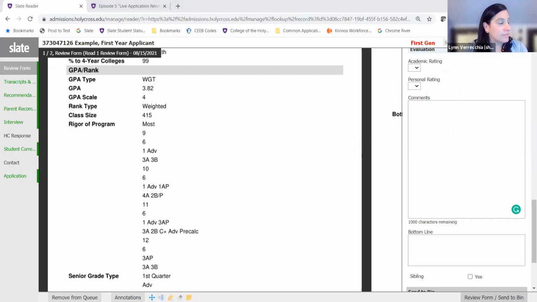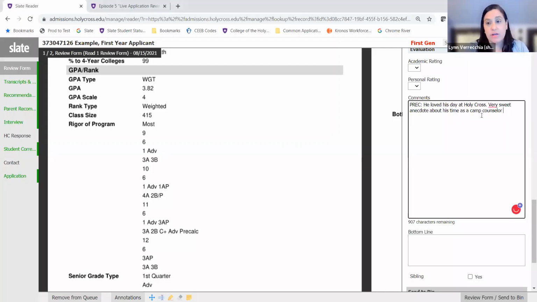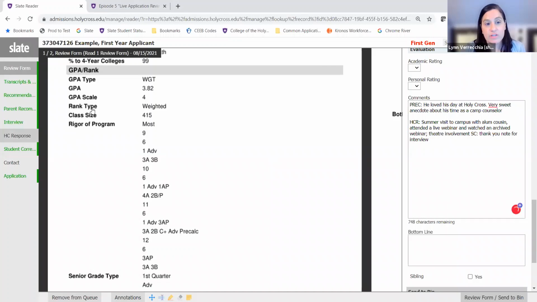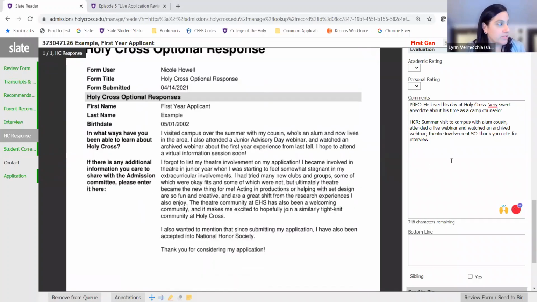For some of the things that we talked about in the first read, we didn't add comments. So say that parent recommendation, maybe it wasn't available or it hadn't come in yet when the first reader had read it. So even though this reader read through the counselor recommendation and the teacher recommendations and maybe would add some comments, it would be most important for them to add in comments for anything that was new. So that Holy Cross response form has come in since the first time the application was read. So the reader would make sure that they took a good look at that and they made some comments about it.